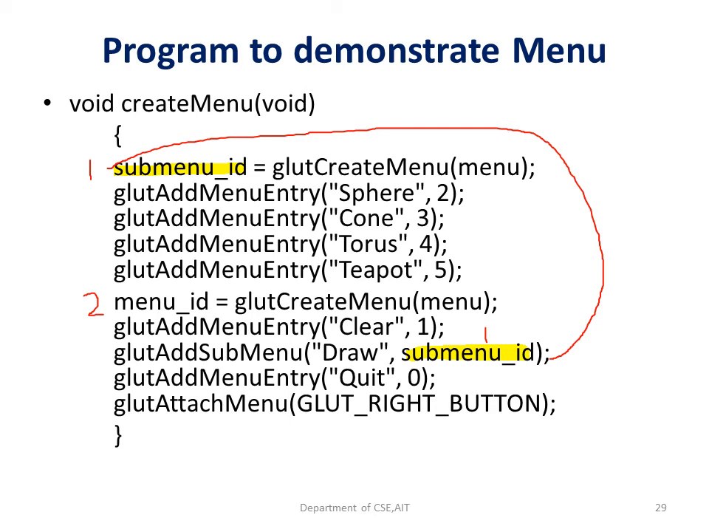We are having two menus, that is, submenu ID and menu ID. The submenu ID is used in your draw. This draw is the submenu. So totally we are having two menus here, and in the first one we are having three options, that is clear, draw and quit, and the submenu ID is having 4 choices, and every choice will also be given a number here, so that the action that has to be performed will be written with respect to that number.